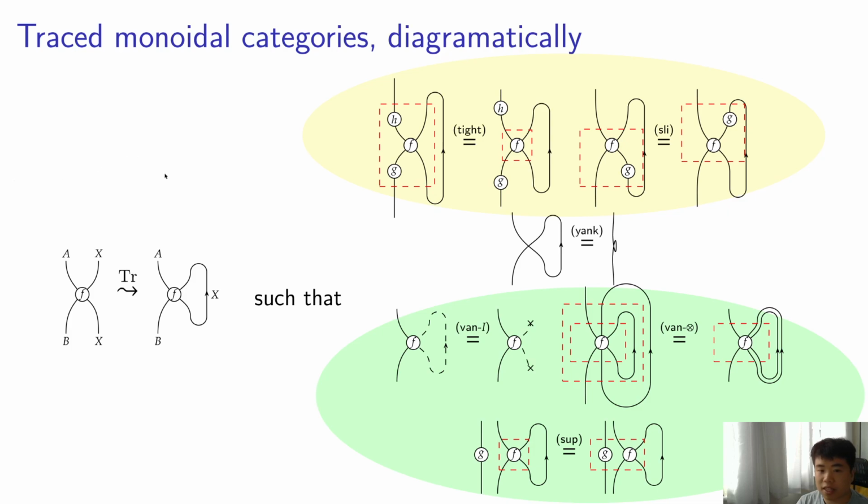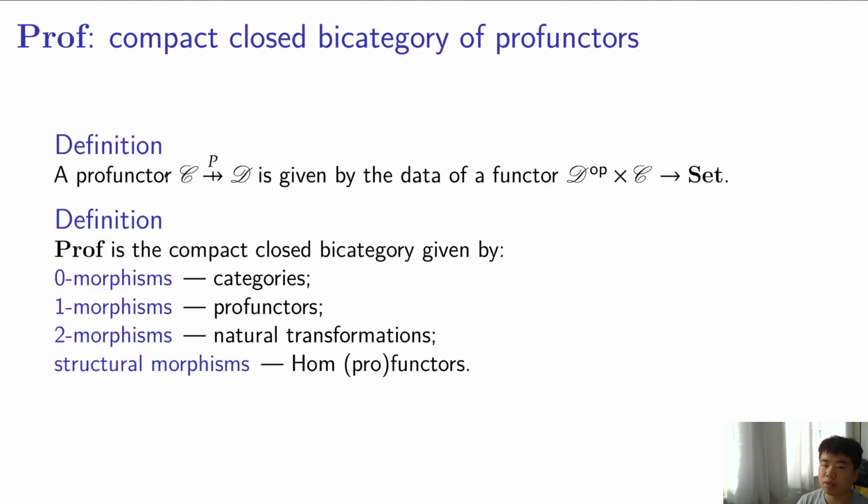The next best thing is Prof, the bicategory of profunctors. This bicategory has lots of different names. I've seen distributors, bimodules, relators. I'm sure it's got many more names. And this bicategory has lots of different uses.